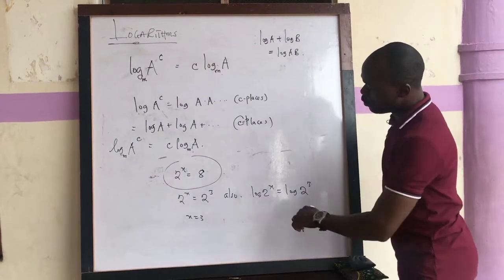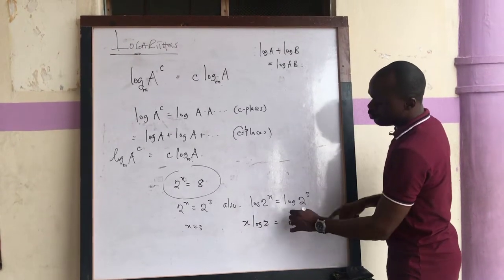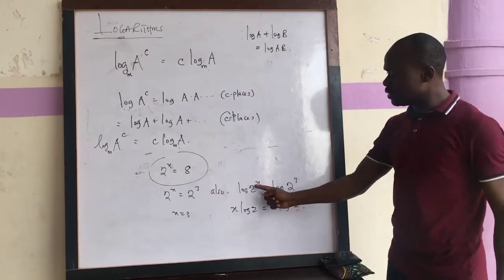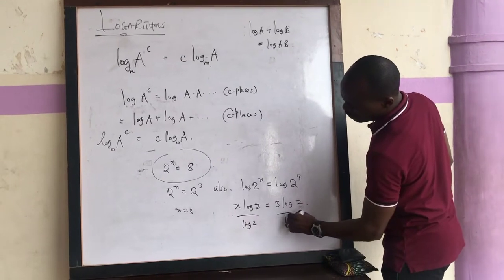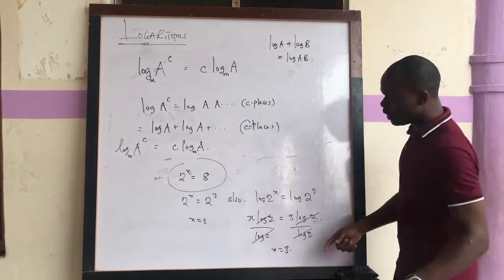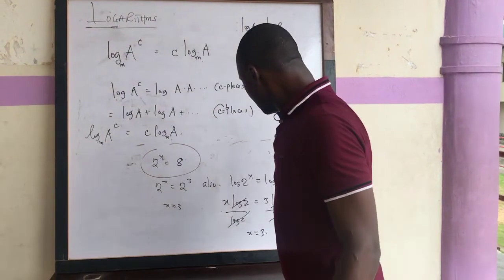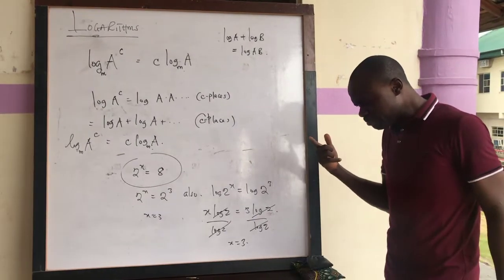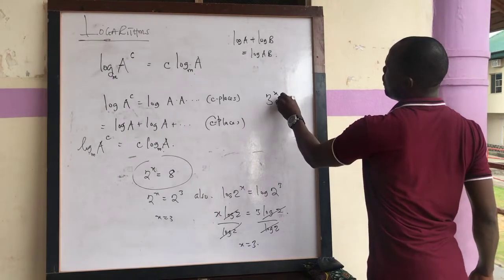With this principle, we are going to have x log 2 on this side, and 3 log 2 on this side. We can divide both sides by log 2 to have our answer as x equals 3. But this is actually a very simple case, as we may not have this case most of the time. We may have a typical, very funny looking question like, let's say, 3 raised to the power x equals 8.